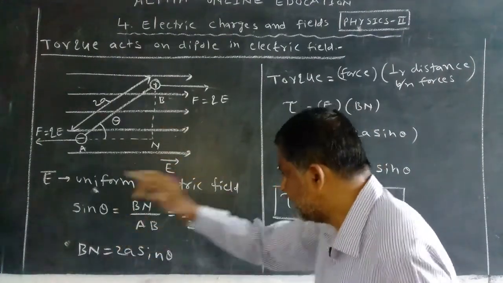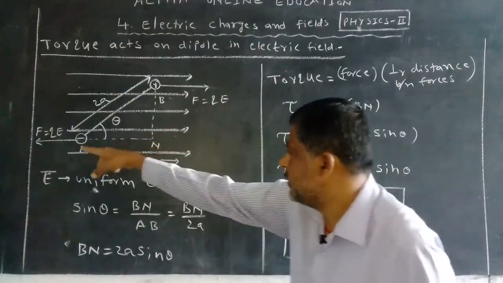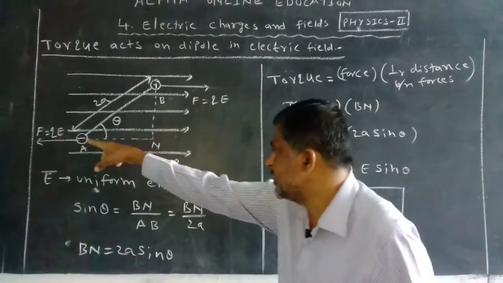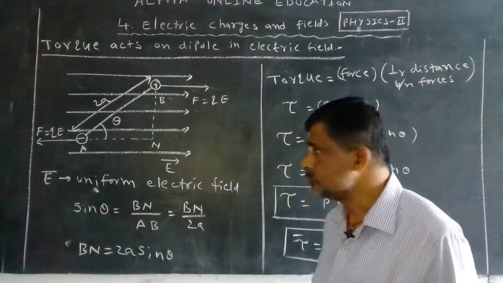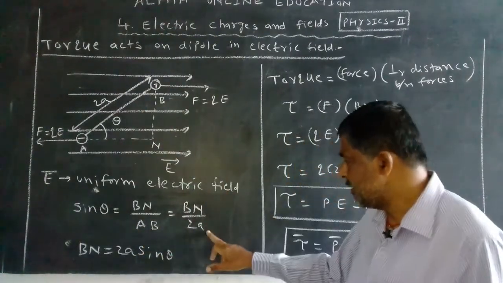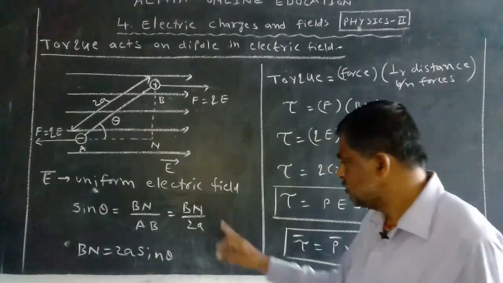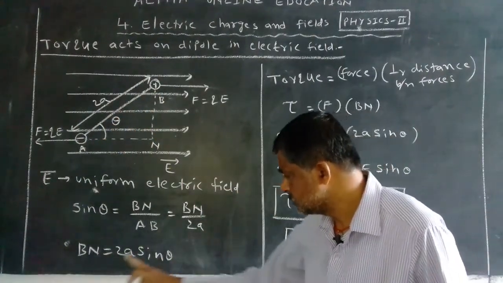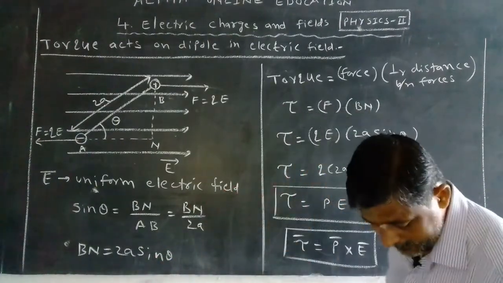Let us see the diagram. From the diagram we write sin theta. What is the sin theta formula? Opposite side by hypotenuse. What is the opposite side? BM. What is the hypotenuse? AB. What is the value of AB from the figure? 2a. So BM is equal to a sin theta.